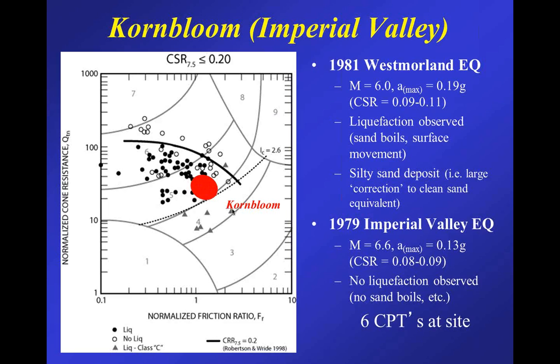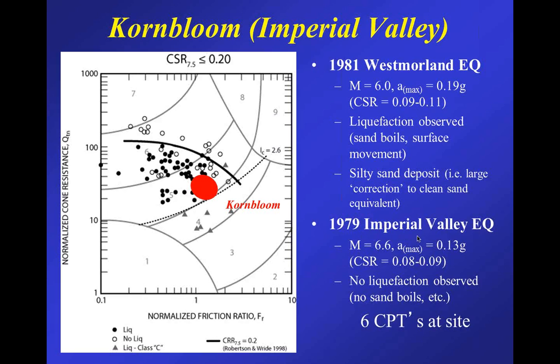So I'm going to show a site that's right on the boundary curve. This is in the Imperial Valley in Southern California. Six CPTs were carried out, and it's a silty sand to this boundary Ic of 2.6. You'll notice I've shown a rather large dot here, and that's because it's not just a single value. It's actually a range of values from which people try to choose.